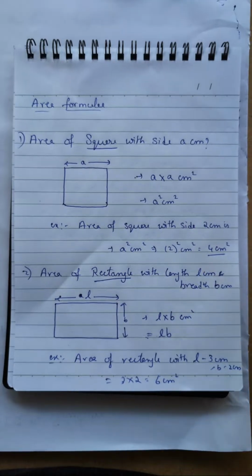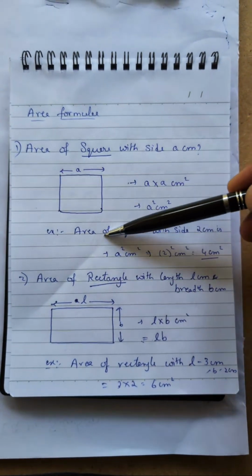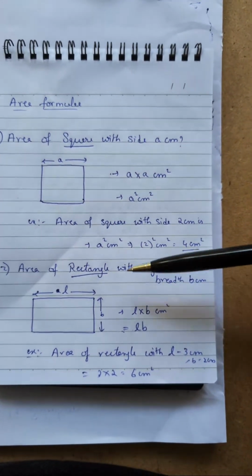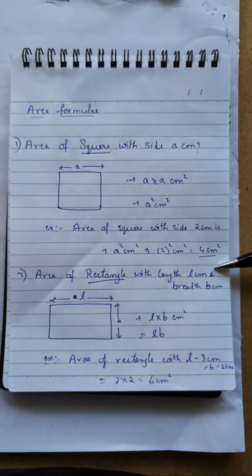So what is area of square? Area of square, we know that it is a into a, where a is the side of square. So area of square, for example, for 2 centimeters is a square, that is 2 square, which is 4, so 4 centimeters square.